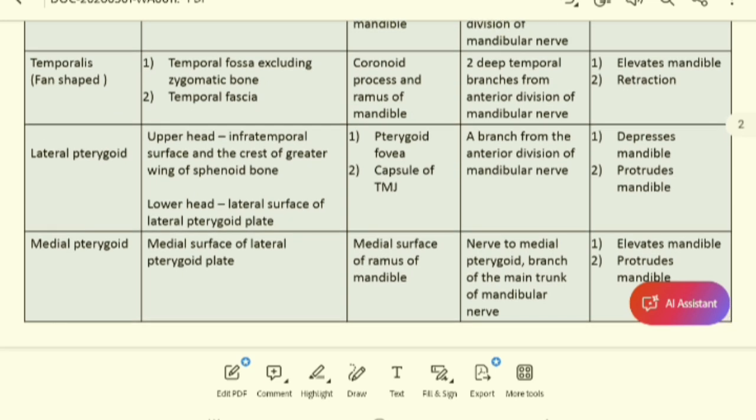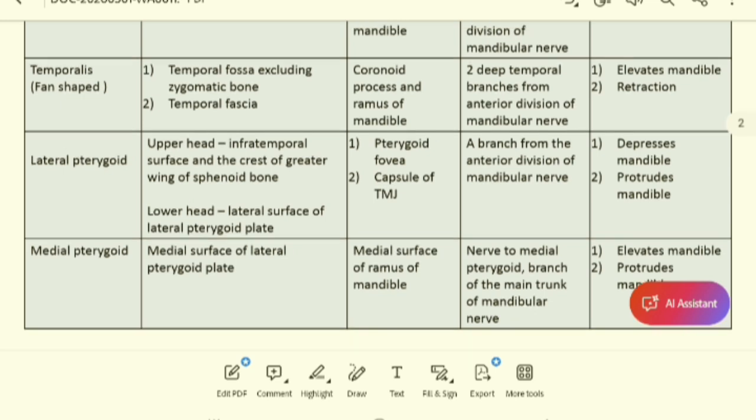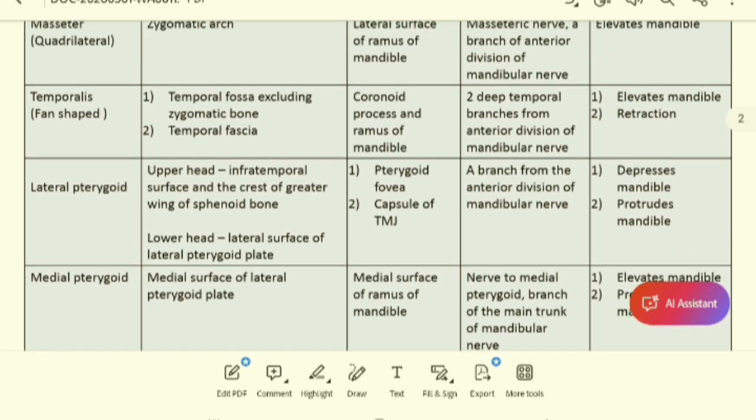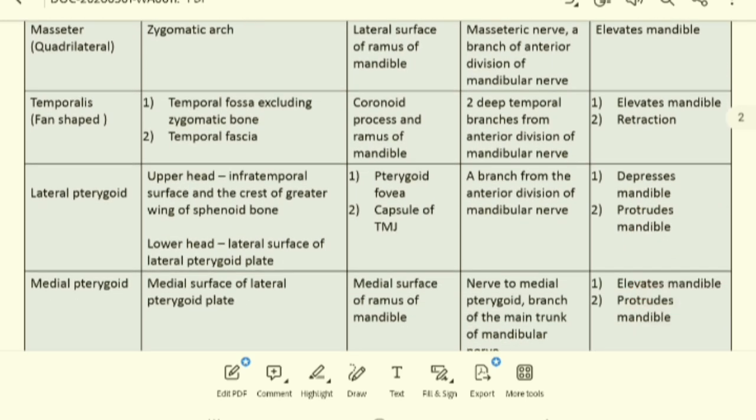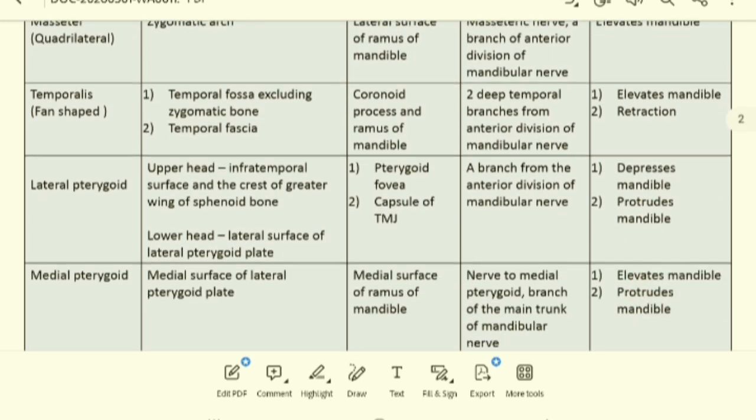So the upper head is going to come from the infratemporal surface and the greater wing of the sphenoid bone. And the lower head is going to come from the lateral surface of the lateral pterygoid plate. And it is going to go into the pterygoid fovea and capsule of TMJ. A branch from the anterior division of the mandibular nerve. No need to remember all of this, just remember mandibular nerve. And action, it is going to depress the mandible and protrude the mandible.